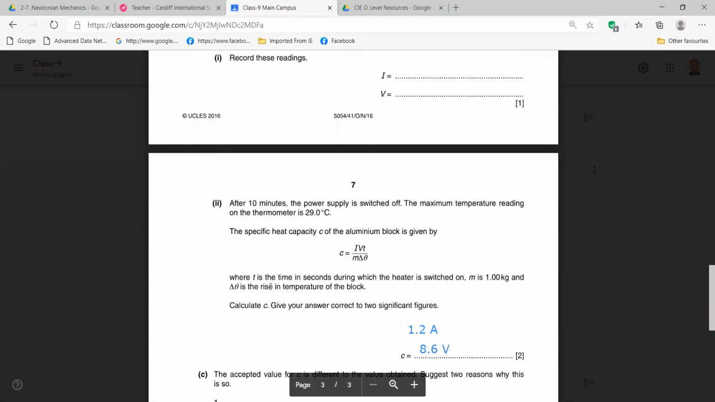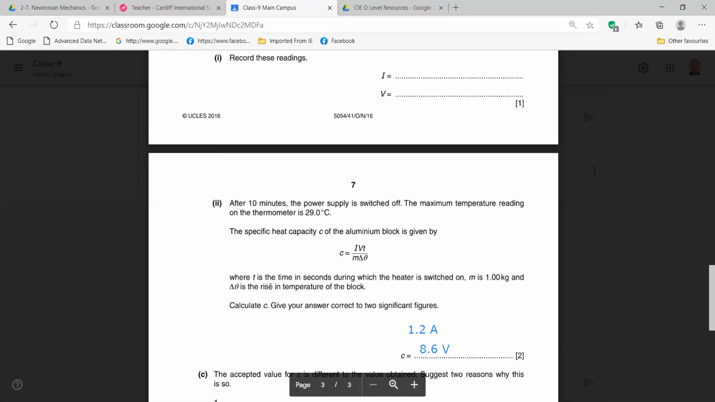After 10 minutes, the power supply is switched off. The maximum temperature reading on the thermometer is 29.0 degrees Celsius. The specific heat capacity C of the aluminum block is given by C equals IVT by m delta theta.